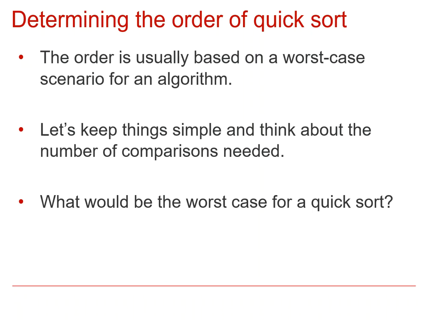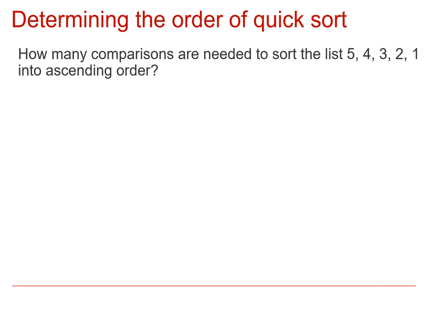So what is the worst case scenario in Quicksort? It's when the numbers are starting off in completely the wrong order. So if they start in descending order, then that actually gives us the worst case scenario, and it's going to take the most number of comparisons.